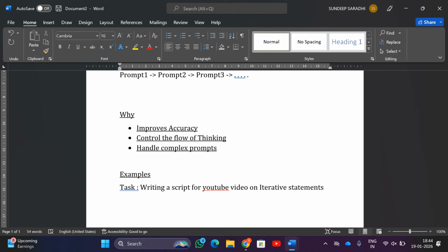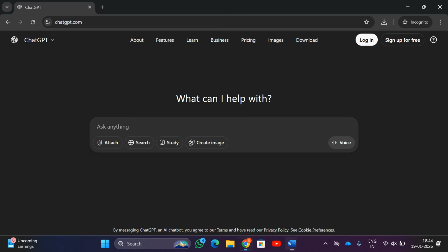So I'll give prompt 1. The first prompt is simple: explain iterative statements. Instead of giving the complete instruction in a single prompt, I'm dividing it so that the output of one prompt will be given as an input for the next prompt, so that we get a more accurate result. So explain iterative statements in C programming, in simple terms. That is prompt 1.